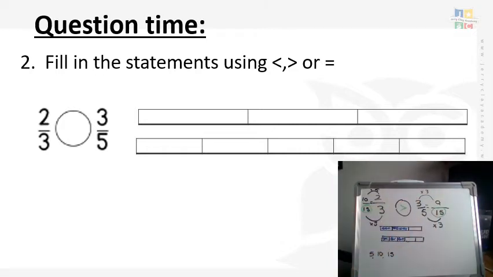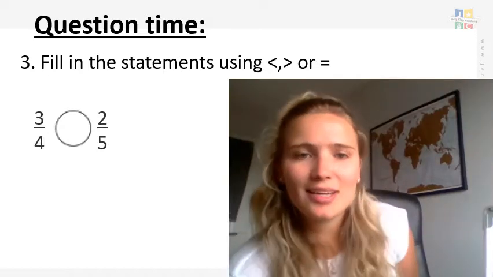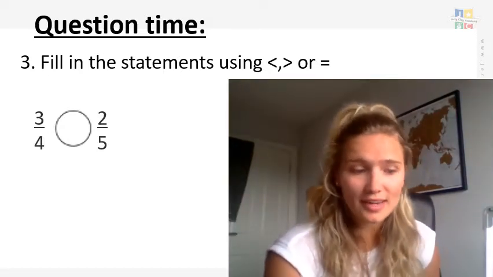So I would know that 2/3 is greater than 3/5 from either drawing it as a bar model or from finding an equivalent fraction. So I'd now like you to have a go at doing the next one. I want you to compare 3/4 and 2/5.